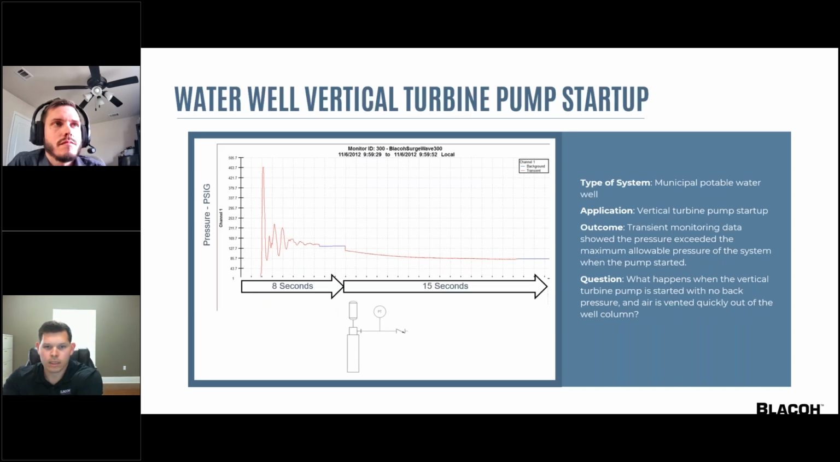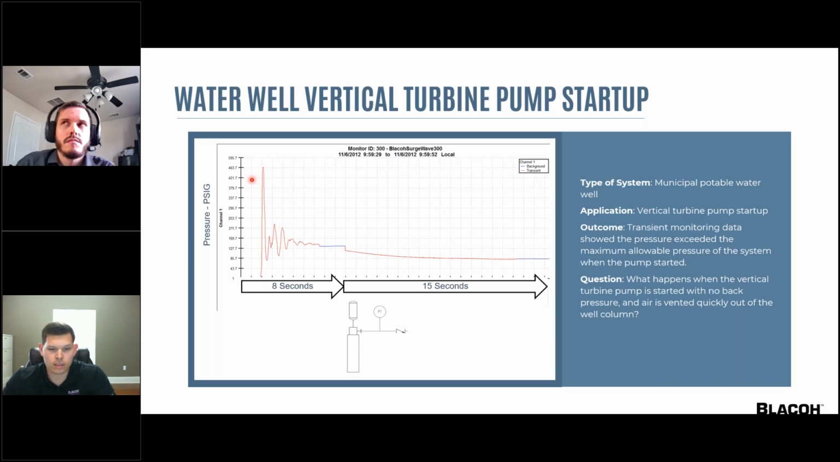Okay, this example is a municipal potable water well with a vertical turbine pump startup. The sensor is on the discharge line upstream of the check valve. And you can see during startup, this pressure went way above 460 psi. This exceeded our system's maximum allowable pressure. And this is just another reminder of what can happen if your pump is started with no back pressure.